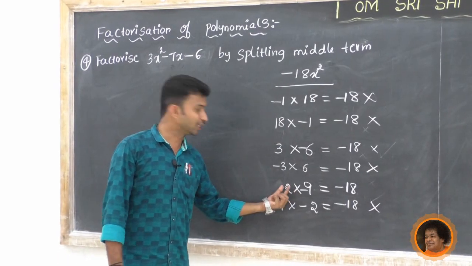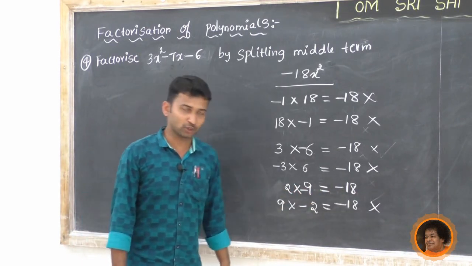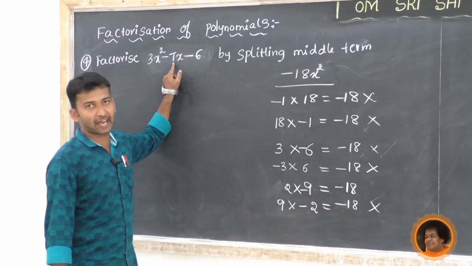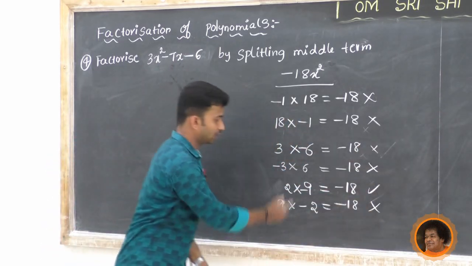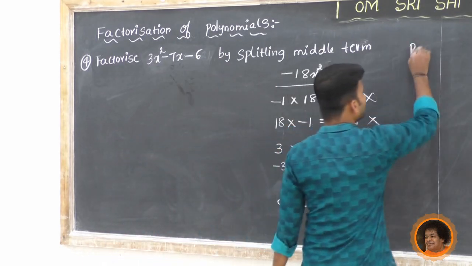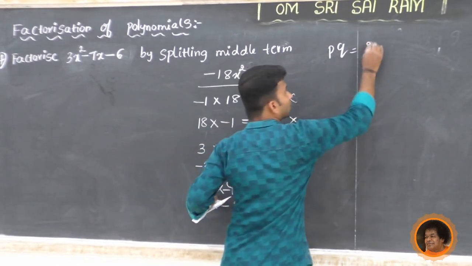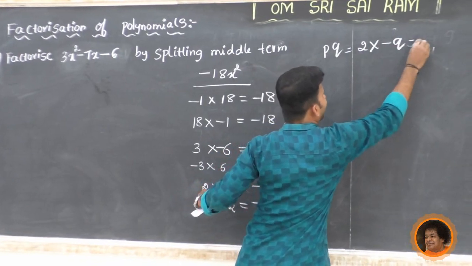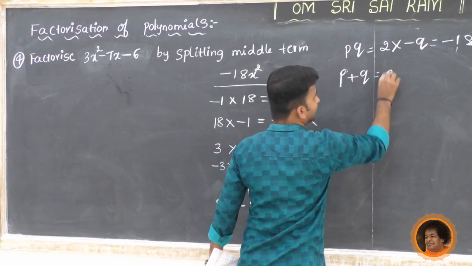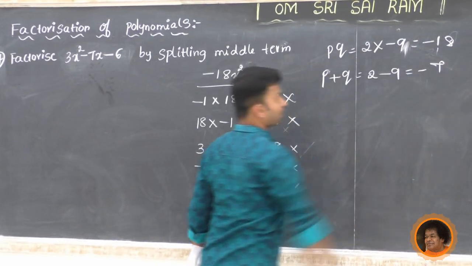Check for the last set. 2 into minus 9 is equal to minus 18. What about the sum? Plus 2 minus 9 is equal to minus 7. Therefore, P is equal to 2 and Q is equal to minus 9. Let it be P and Q. P is equal to 2 into Q is equal to minus 9, that is minus 18, and P plus Q is equal to 2 minus 9 is equal to minus 7.